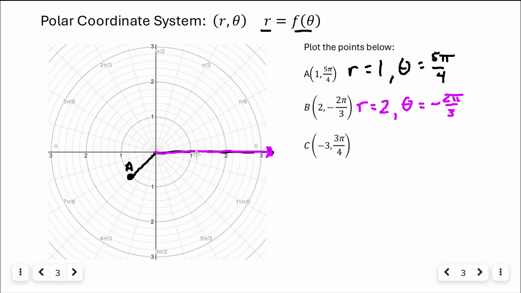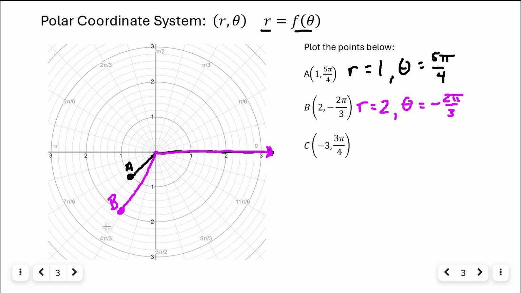So to go clockwise at an angle of 2 pi over 3, that would put me at 4 pi over 3, right? If I'm at negative 2 pi over 3, that's where I want to go. So I want to go clockwise 2 pi over 3. That puts me at 4 pi over 3. That's my angle, and my radius is 2. So I'm going to go out 2 units at 4 pi over 3.